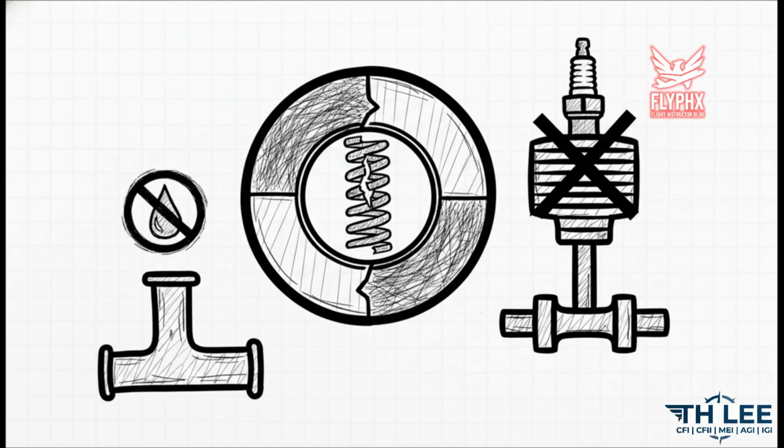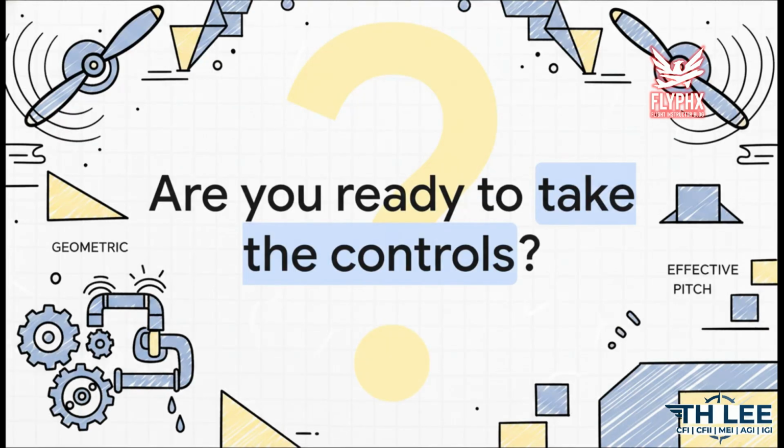And finally, never forget that your engine-driven magnetos are connected right to the crankshaft. If the propeller seizes and stops spinning entirely, those magnetos stop turning, and they will literally stop igniting the fuel-air mixture in your cylinders. And there you have it.